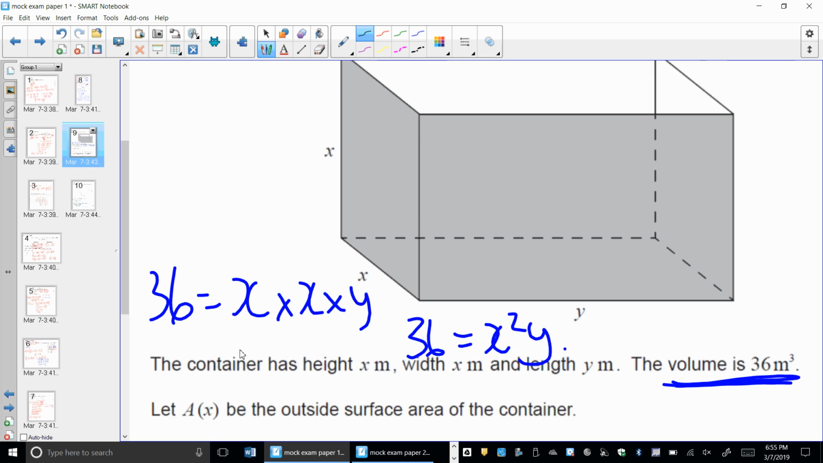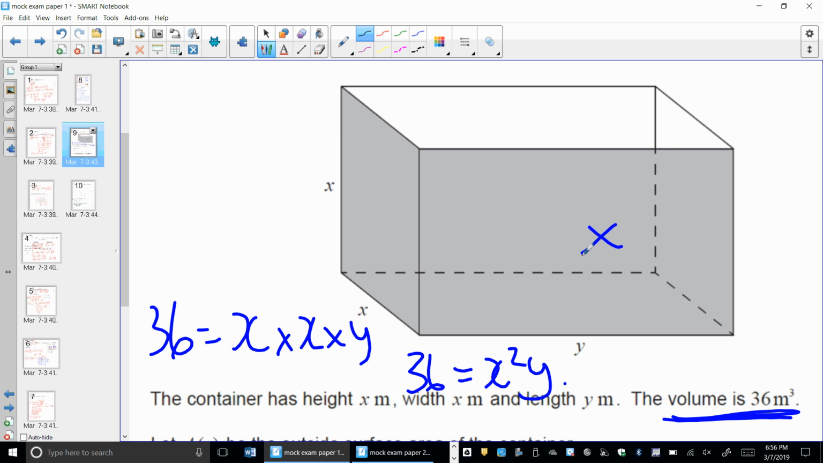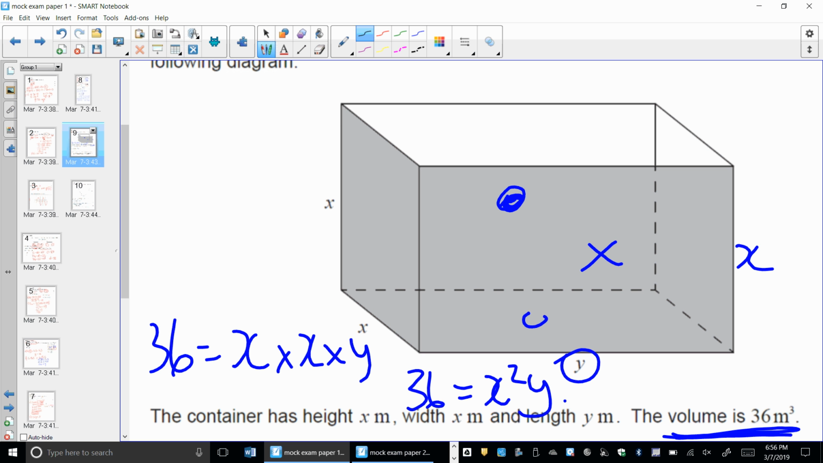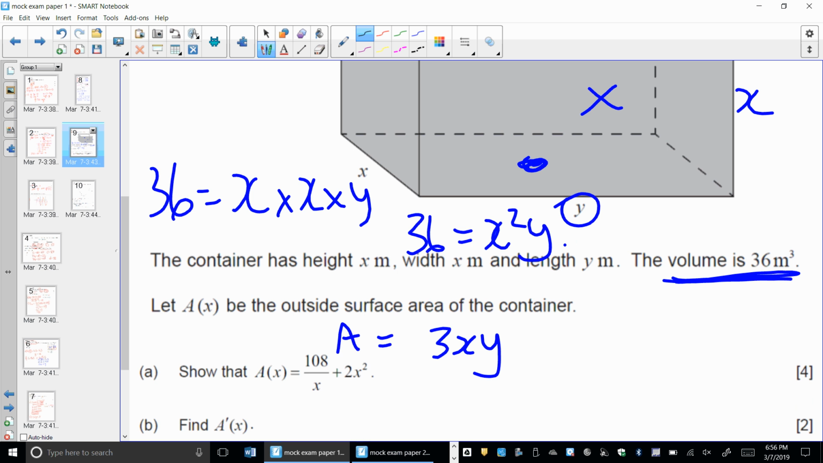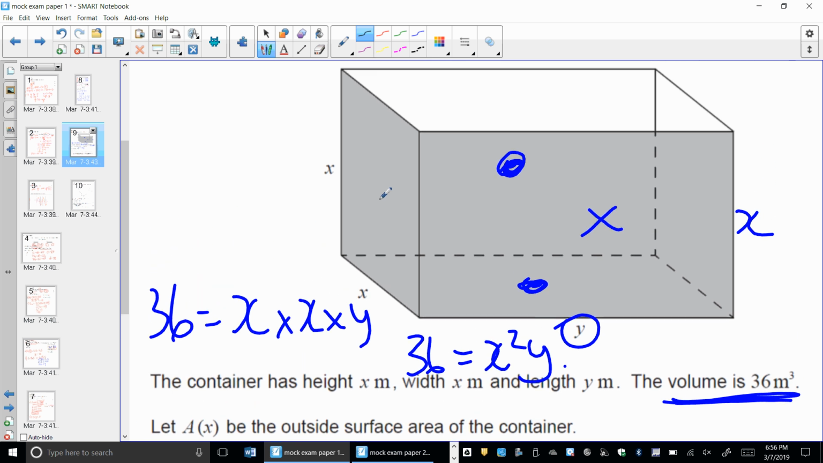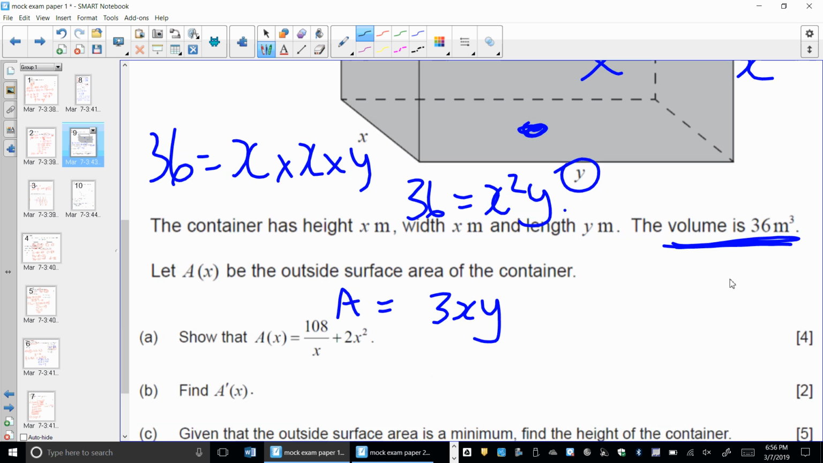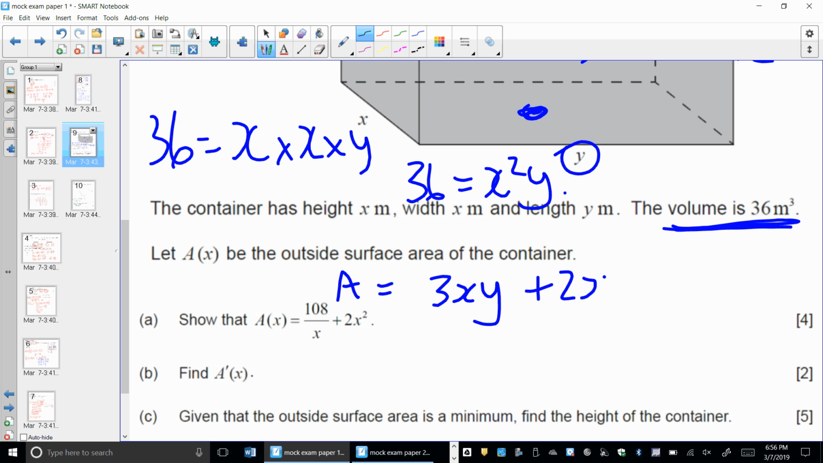We need to look at the surface area of the container. So we've got this front side, which would be an x multiplied by y. We've got the back, which is the same as that, and then the bottom, which is another x multiplied by y. So we've got 3x multiplied by y. So the surface area, and then we've got these two side bits. So we've got plus 2x squared.